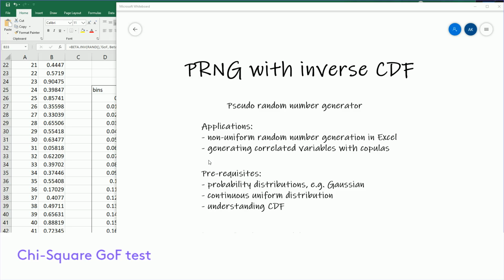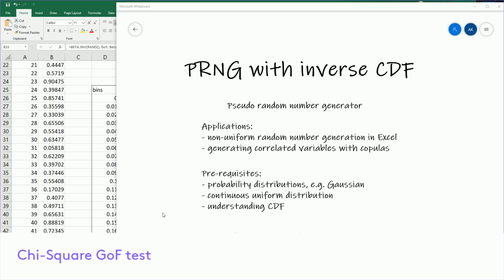Let's look at a very quick example of pseudo-random number generation with inverse CDF. I have a couple of modules on this subject, but here I'm going to focus purely on intuition. The method using the inverse CDF can be used to generate so-called pseudo-random number sequences.